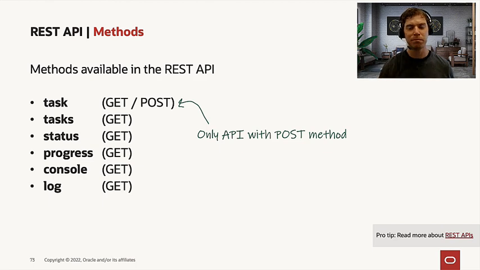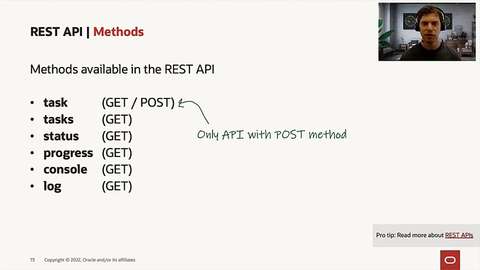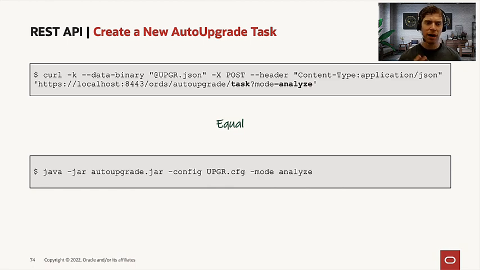So in the first method, we post a new job for our AutoUpgrade. First, again, we use the task endpoint to create a new AutoUpgrade task. Then we get this task ID to use on the status, progress, console, or log endpoints. For example, here I'm running a post method, which is equal to running AutoUpgrade.jar minus config, mode analyze. Here we see that in the endpoint, I'm putting mode equal to analyze.